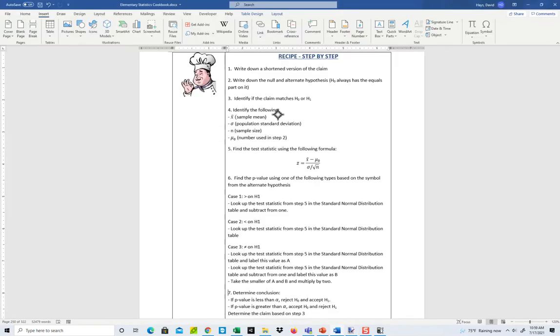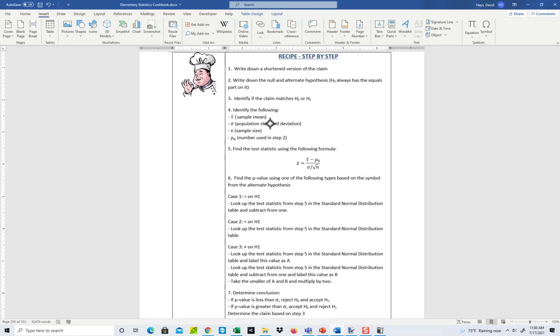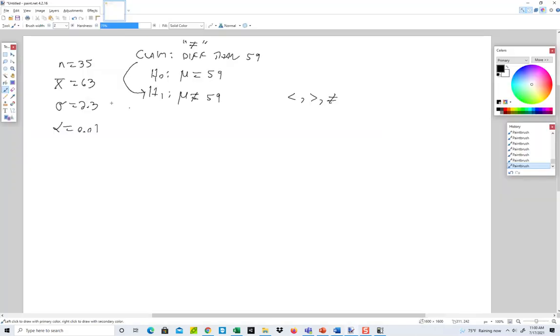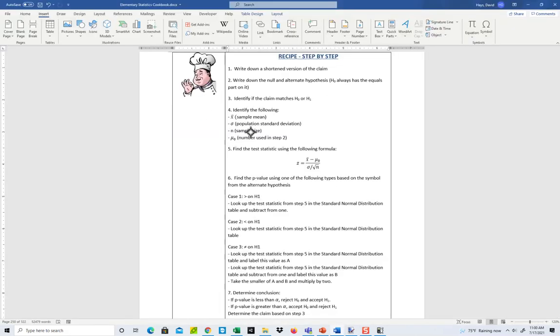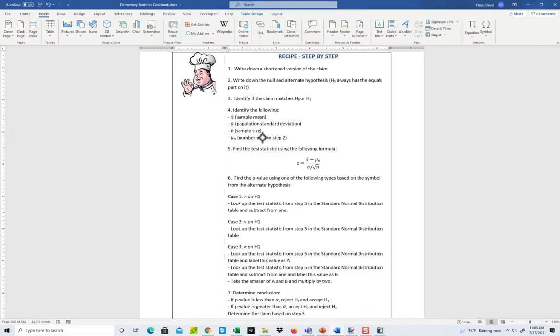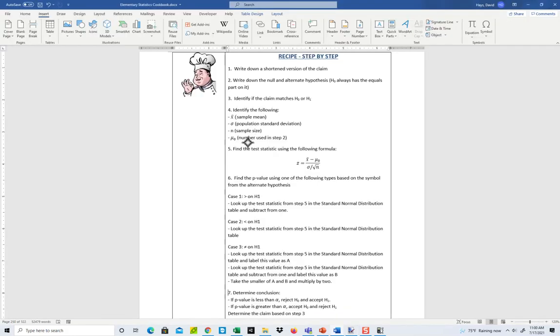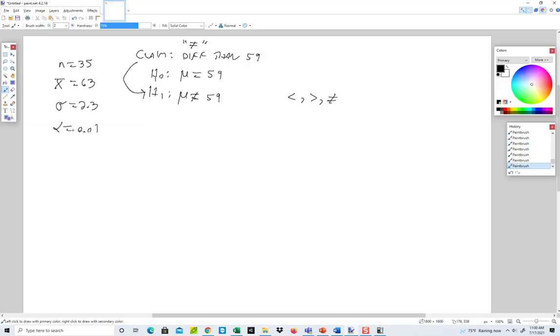Step 3, identify if the claim matches H0 or H1. It's based upon your symbol, not equal, not equal. So our claim matches H1. Step 4, identify the following. X bar, which is our sample mean, which we identified. Sigma, which is our population standard deviation, which we identified. N, which is our sample size, which we identified. And mu naught, which is the number used in step 2. So mu naught would be what we put here, which would be 59.